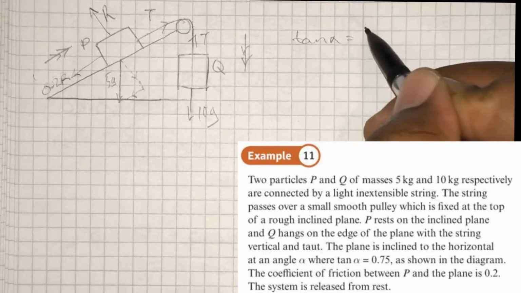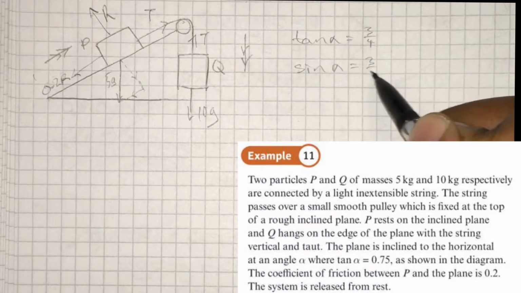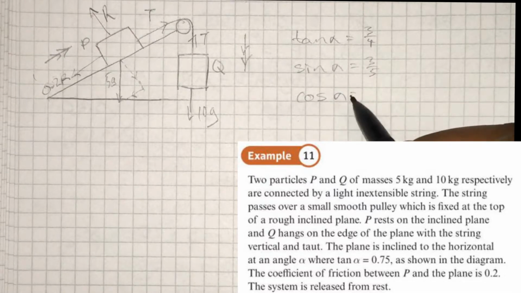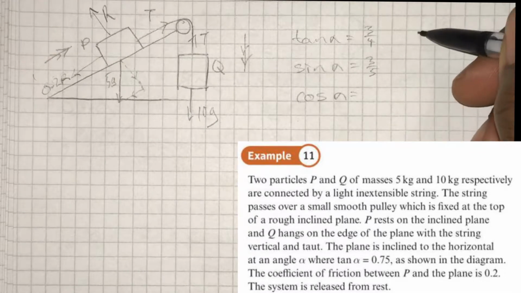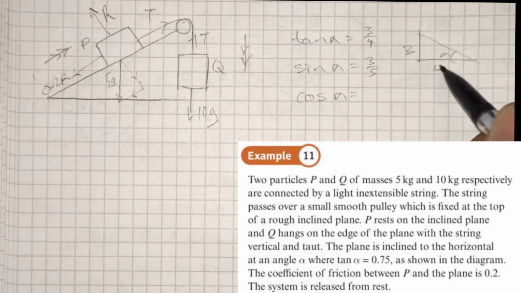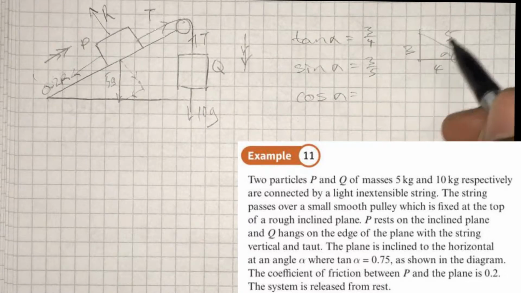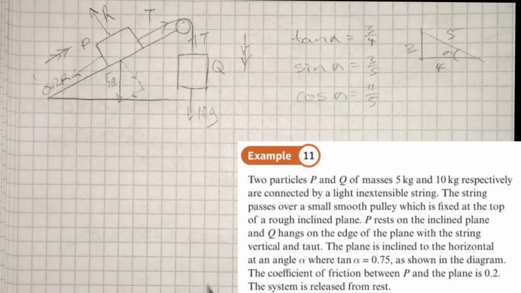All right, so we do not know the angle, but we know that tan alpha equals 3/4. So familiar with this now. Sine alpha is 3/5 and cosine alpha is 4/5. Let's get a diagram so you know where those numbers are coming from. And that'll be 4/5 for cosine alpha.